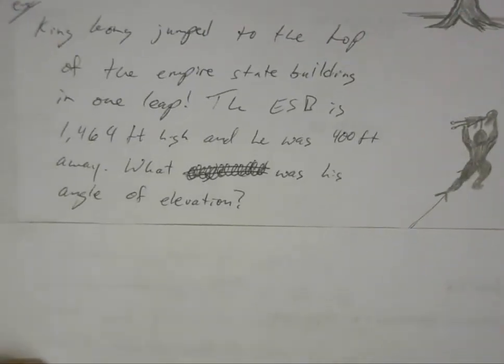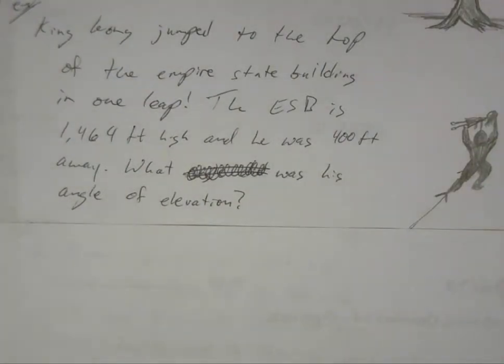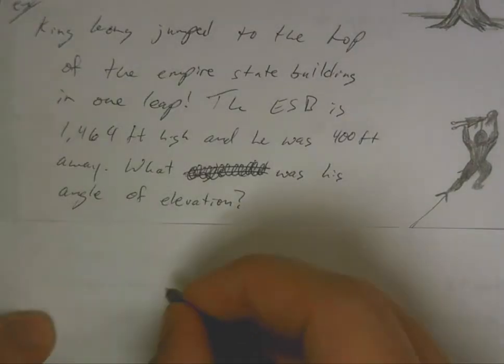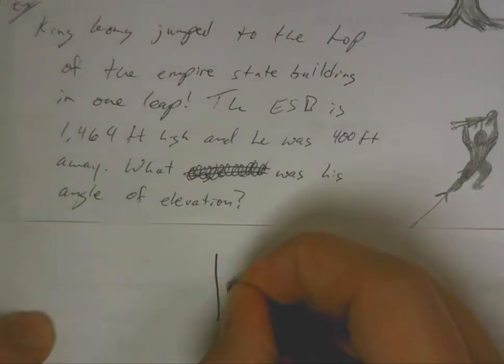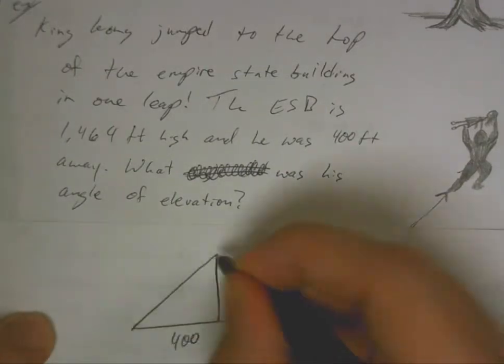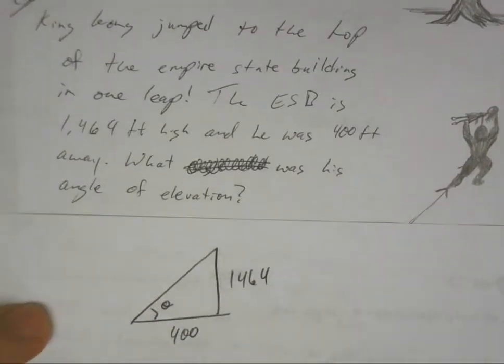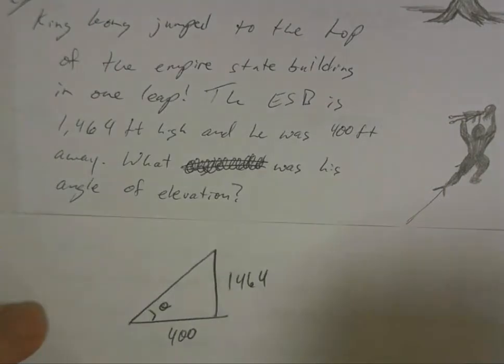Okay, King Kong jumped to the top of the Empire State Building. One leap. The Empire State Building, that's an abbreviation that says Empire State Building. Believe me. It is 1464 feet high. He was 400 feet away. What is his angle of elevation? Well, if we know that it is 1464 high, he starts out 400 away. Don't laugh at my scale. I know what's wrong. Don't worry about it though. We want to find his angle of elevation. So we are looking for that angle right there.